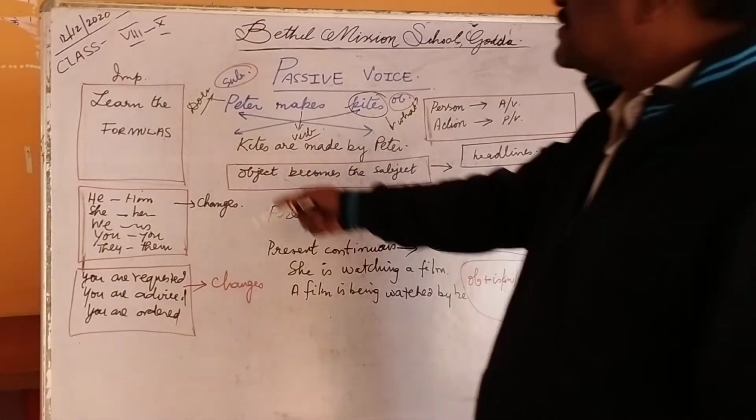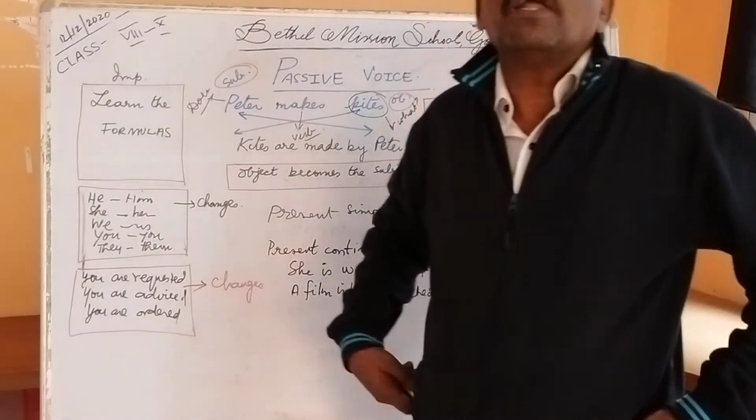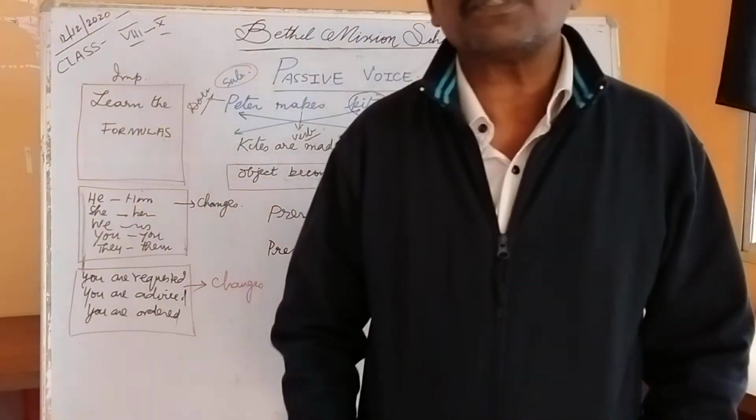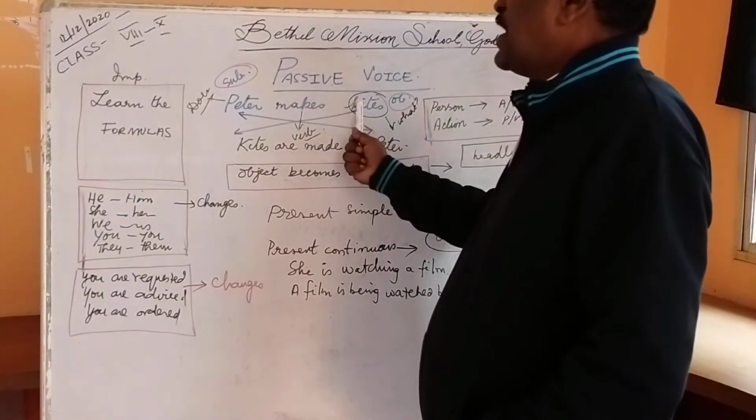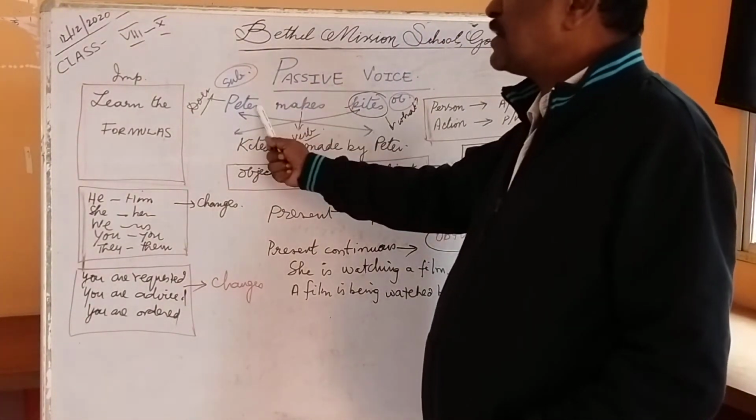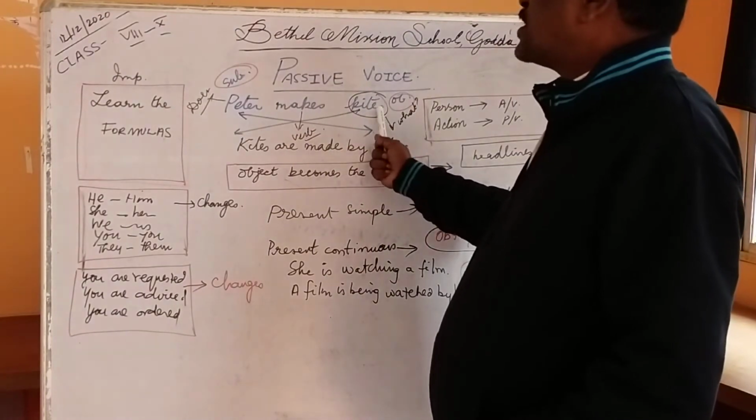Theorems and formulas. In the same manner, you have a lot of formulas in the active voice as well as passive voice. So, an active voice has a formula. As you see, a subject plus verb plus object. This is a formula.